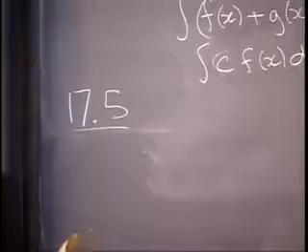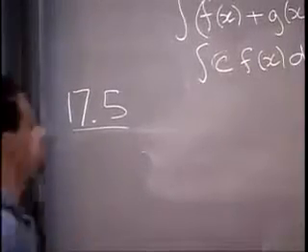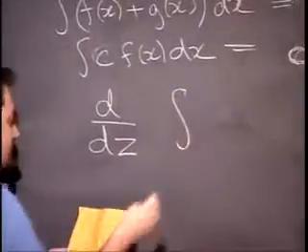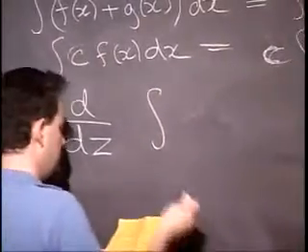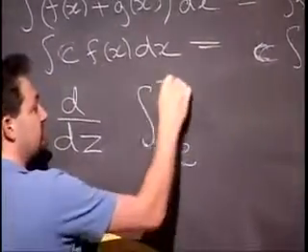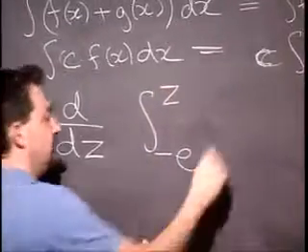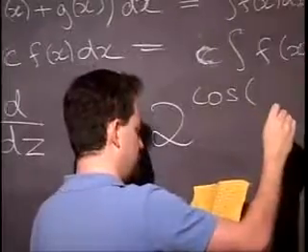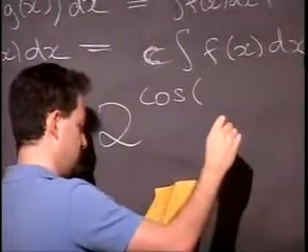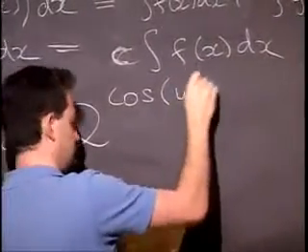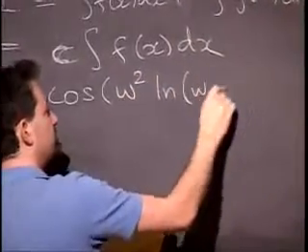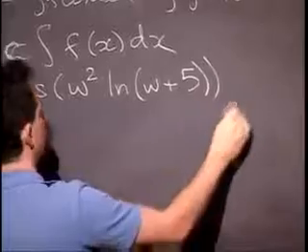Okay, we already saw one example of the first fundamental theorem. Let me show you another one. Suppose I take d dz of the integral from minus e to z of 2 to the power cosine w squared log w plus 5, dw.